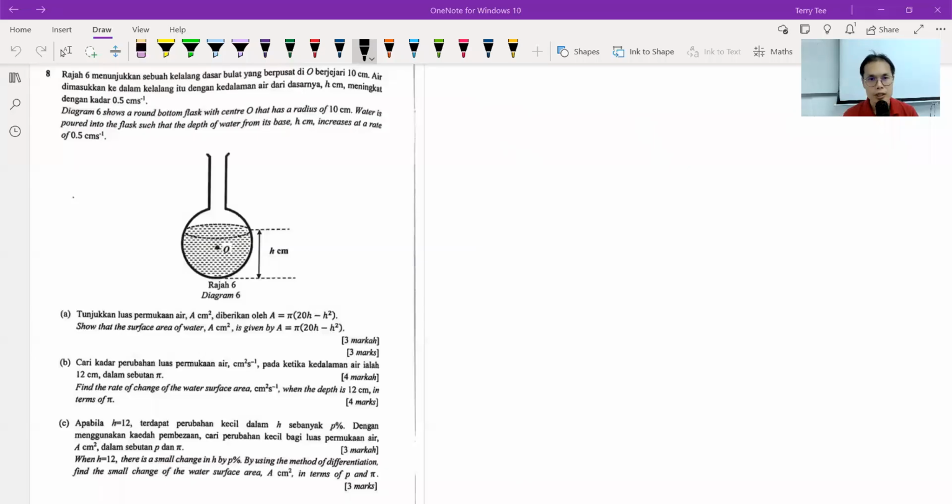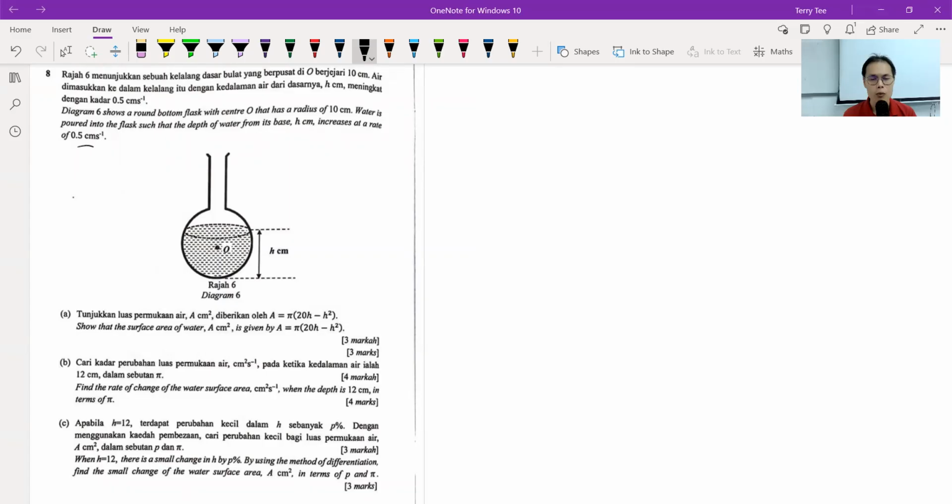Okay, moving on to question number 8. This is from Form 5, Chapter 2, Differentiation. The diagram shows a round bottom flask with center O that has a radius of 10 cm. Water is poured into the flask such that the depth of the water from its base, h cm, increases at the rate of 0.5. Show that the surface area of water is given by this.